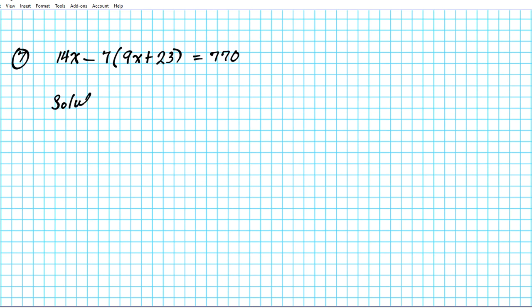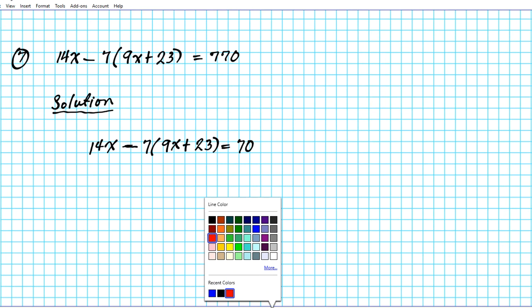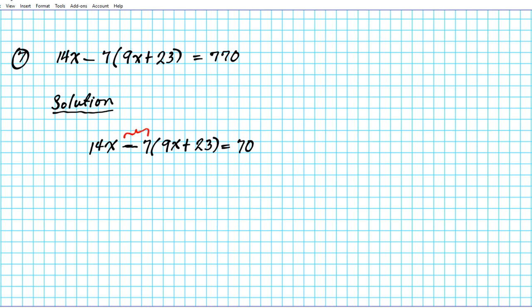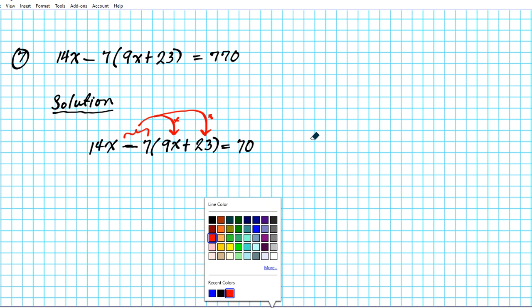Okay, so let's go ahead and do this. Now we have 14x minus 7 times (9x plus 23) equals 70. So when you have a parenthesis and a number in front with multiple terms in the parentheses, you're going to distribute, right? So what we're going to do is distribute negative 7 to both terms in the parentheses. Now what you want to keep in mind is when you distribute a negative sign, the signs flip. Okay, so let's put a side note there.